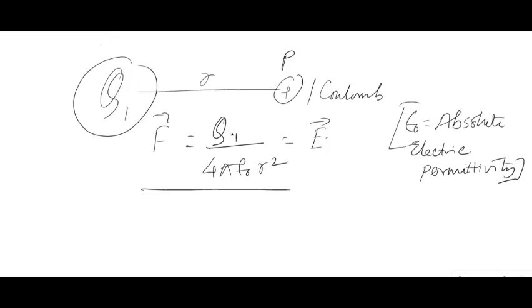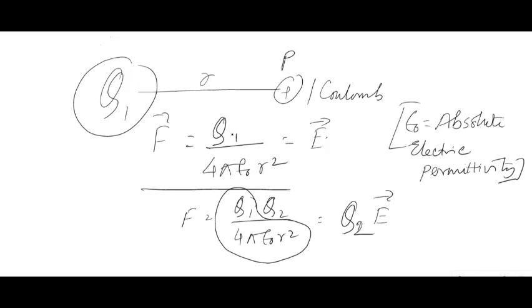Now, if we see the expression of the force in Coulomb's law, F is equal to q1 q2 divided by 4 pi epsilon 0 r square, we can write this as q2 multiplied by E, as q1 divided by 4 pi epsilon 0 r square depicts E. So F is equal to Q E. This is a general expression: if a charge small q is placed at this particular point P, the force experienced by the charge Q is F equal to Q multiplied by E.